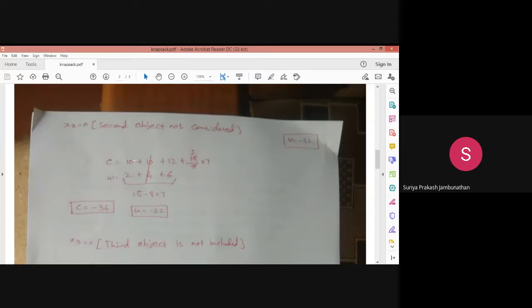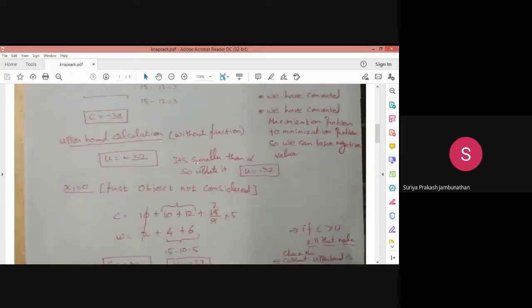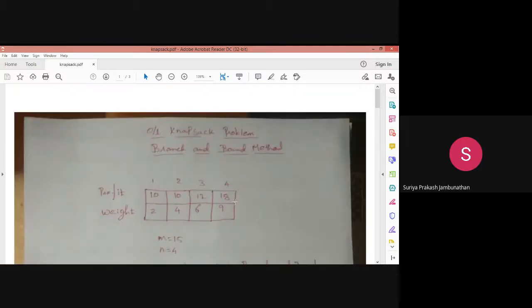And when you are calculating the upper bound, you have to omit the fractional value, so you have to calculate 10 plus 12. Sir, how do you take 18 by 9? Can you tell once again? At that time, there was a network issue. 18 and 9 are given in the problem statement. 18 is the profit and 9 is the weight for the fourth object.